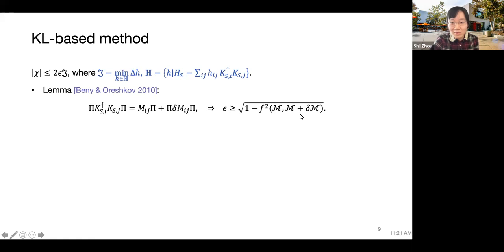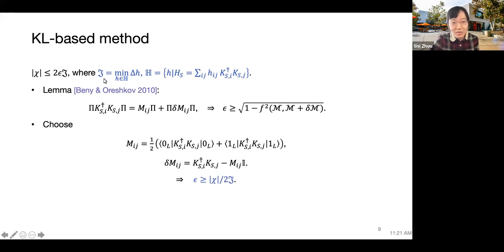So the detail, I'm not going to talk about the detailed expression here, and then basically we just choose this Mij, because we can choose this Mij actually quite randomly. So we just choose that to be like the average between the expectation value on 0 and the expectation value on 1. And then we can just plug it in here and, using some tools from information theoretic inequalities, we can get this bound. So basically this bound could be derived using this deviation from the Knill-Laflamme conditions.